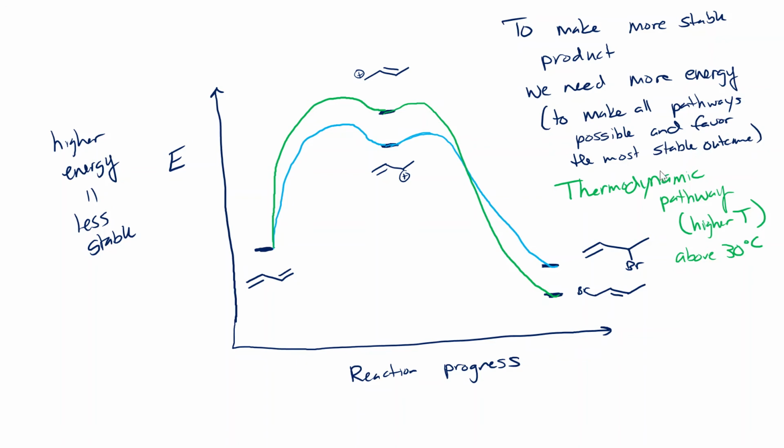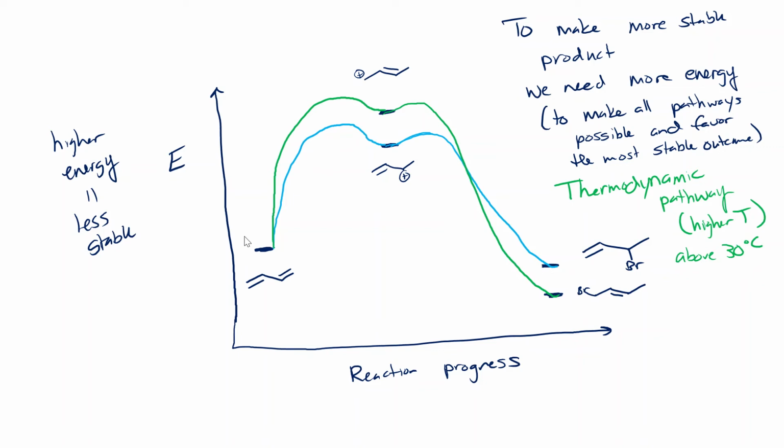So we're giving an example here. In general, for additions of HBr and those kinds of things, we're looking at things that you heat up, right? So things like 30 degrees Celsius. But that's not true for every reaction. We have to always remember that. So the thermodynamic pathway is a higher temperature, above 30 degrees. When we have a higher temperature, we can access any pathway we want, and so we choose the one that leads to the most stable intermediate.